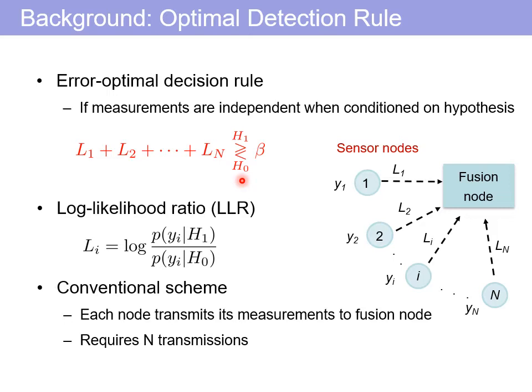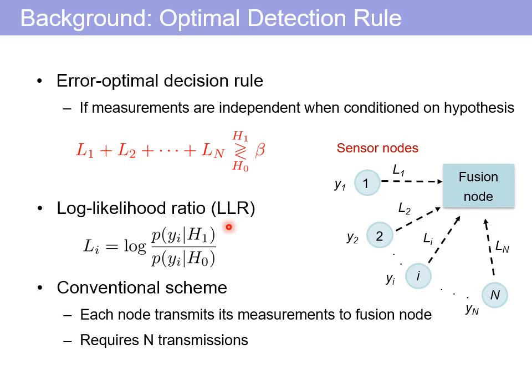Just to recall, the log likelihood ratio definition is that it is the logarithm of the ratio of two conditional probabilities. In the numerator is the probability that you get a measurement yi given hypothesis H1 is true, and in the denominator is the conditional probability that you will see yi given hypothesis H0 is true. And this arises a lot in detection.